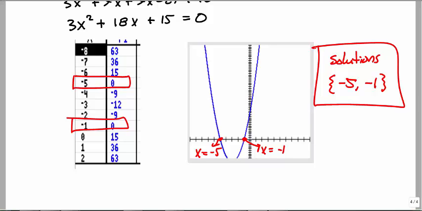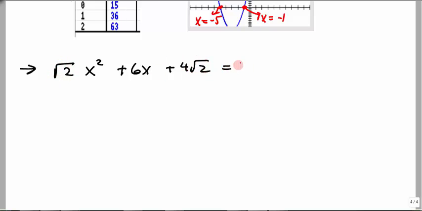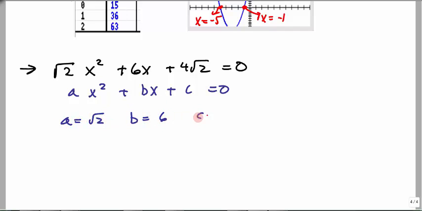Now there's one other type of question that you'll be looking at too that has a little bit strange coefficients, and I just want to give you a heads up on that one. If you notice, this is a quadratic because I have my squared term, but my linear coefficient is 6, my constant is 4 root 2, and the leading coefficient here is a radical as well. Well, this is in standard form, so this is ax squared plus bx plus c. So I can use the quadratic formula on this. So a is the square root of 2, b is 6, and c is 4 root 2. Okay, so this works perfect.